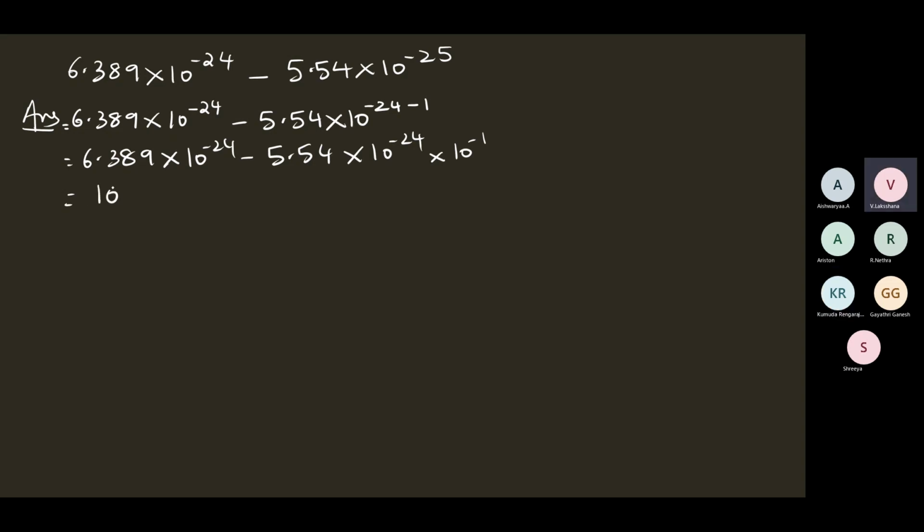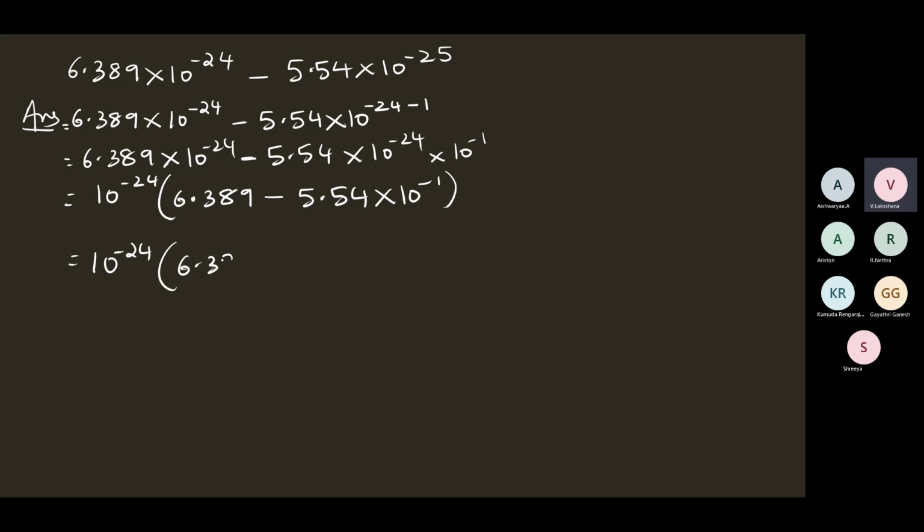10 to the power minus 24, open bracket, 6.389 minus 5.54 into 10 to the power minus 1. Very good. Next. 10 to the power minus 24, open bracket, 6.389 minus 5.54 into 1 by 10. Very good. Next. 10 to the power minus 24, open bracket, 6.389 minus 5.54 into 0.1.